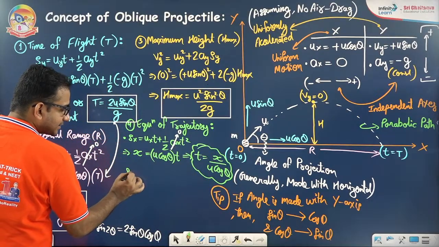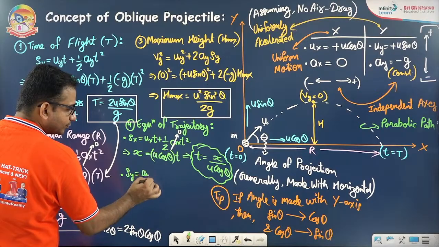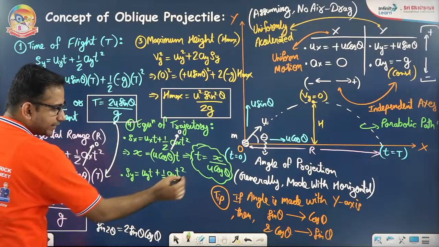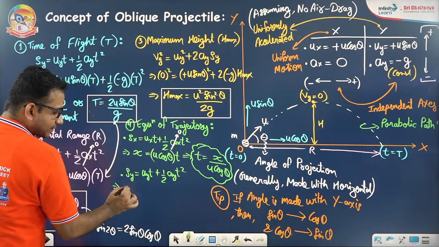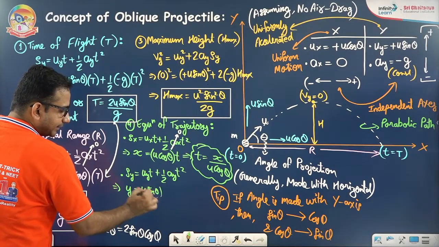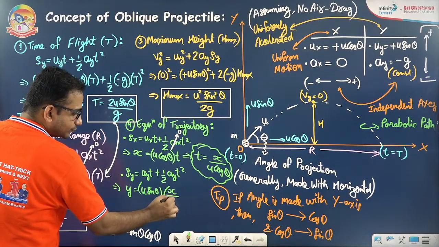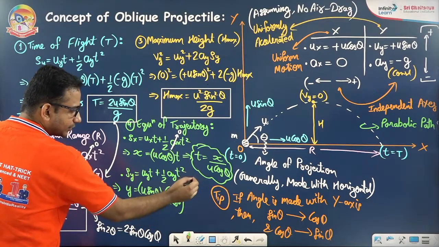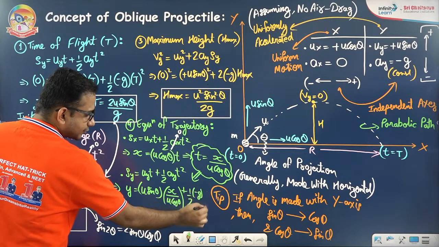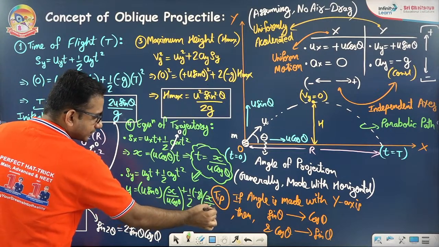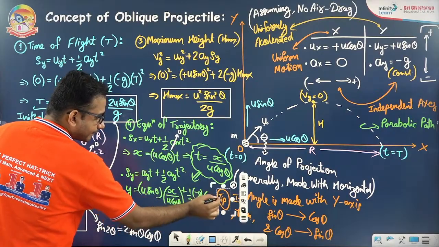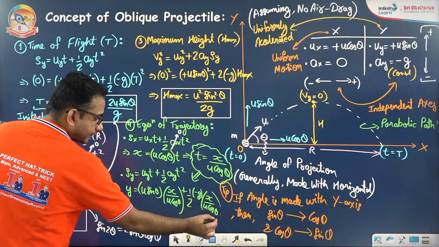Now you write the same in the y-axis. Sy will be equal to uy into t plus half ay into t square. The moment you substitute, uy is u sin theta, the t value is x by u cos theta from here, plus half, acceleration in the y-axis is minus g, again x by u cos theta and its square.